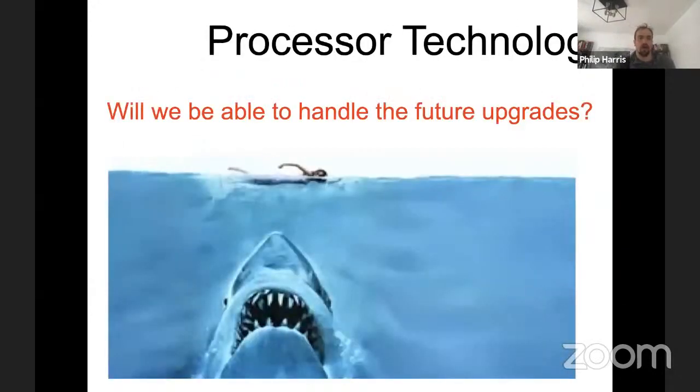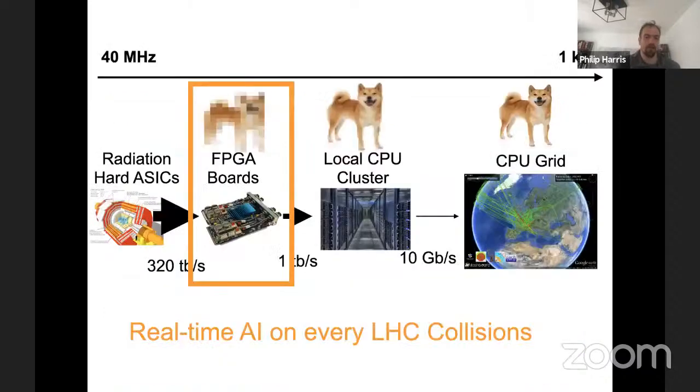So how do we handle this with the future upgrades? Will we be able to actually deal with the increase in data rates? Can we preserve our physics? Let's just take a look at how we do this. So here, I'm going to look at the first tier of processing. So this is FPGA boards.